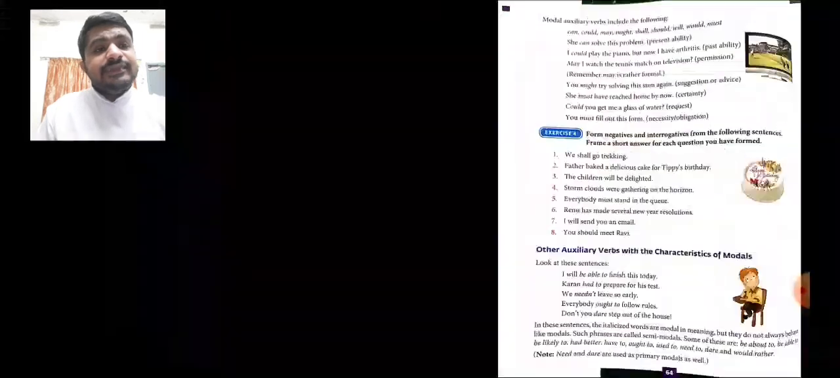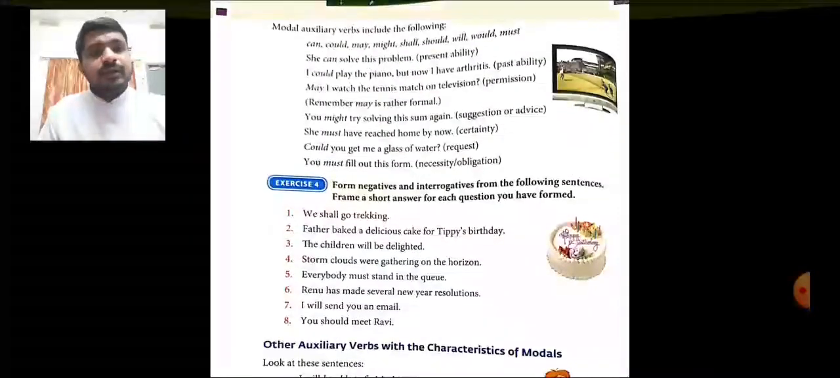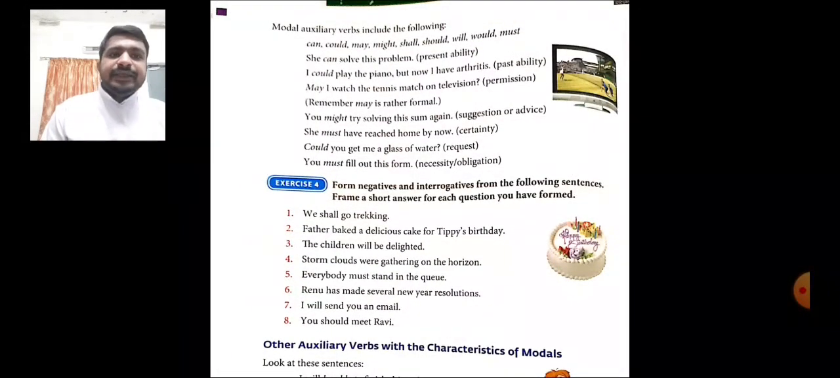Now we shall see the examples. Can, could, might, may, shall, should, will, would, must, all can be used as examples. And we use can for present ability, could for past ability, may for permission, then for suggestion or advice we use might, then for certainty we use must, then for a request you can use could or can, then for necessity or obligation you can use must.